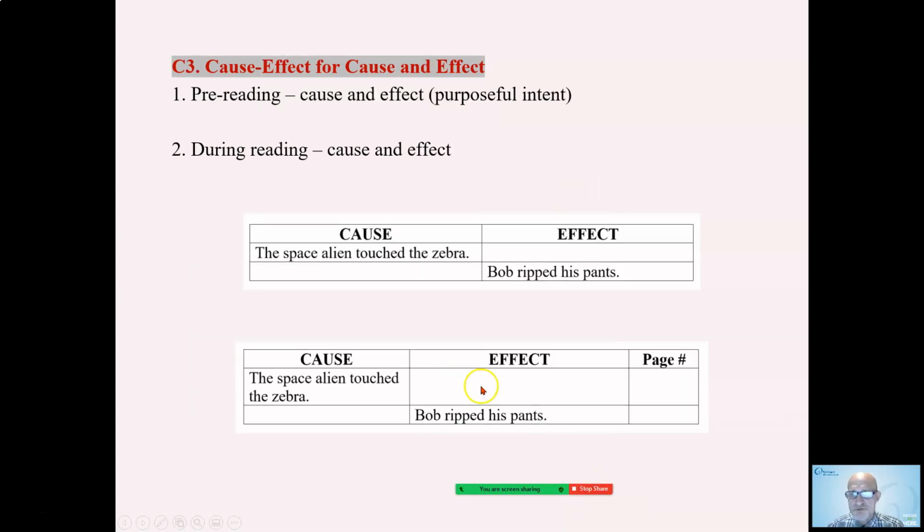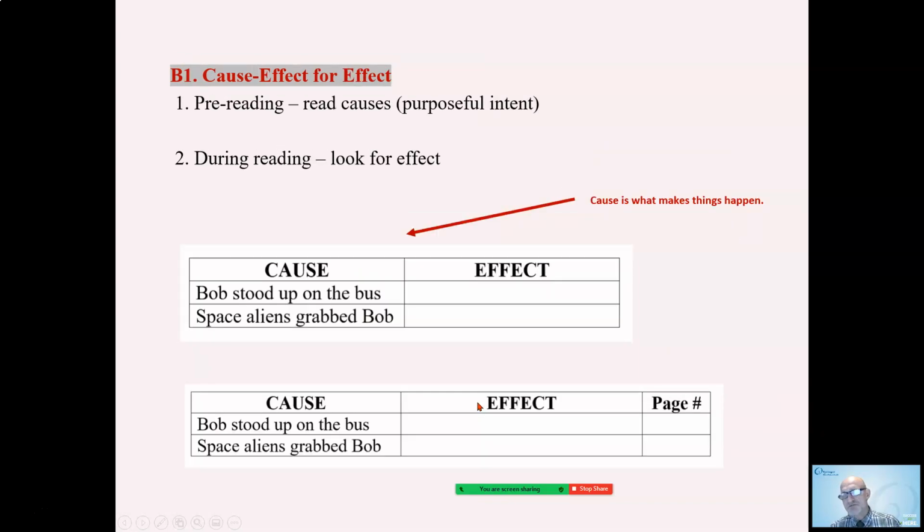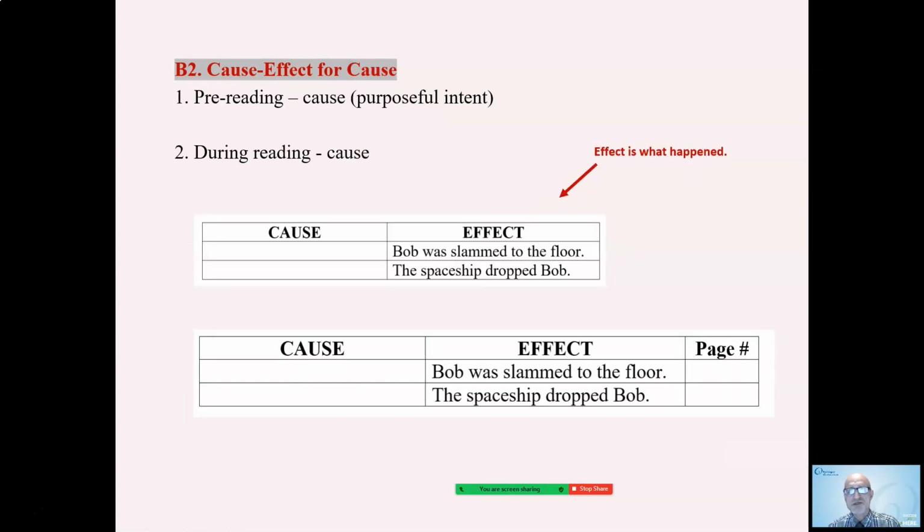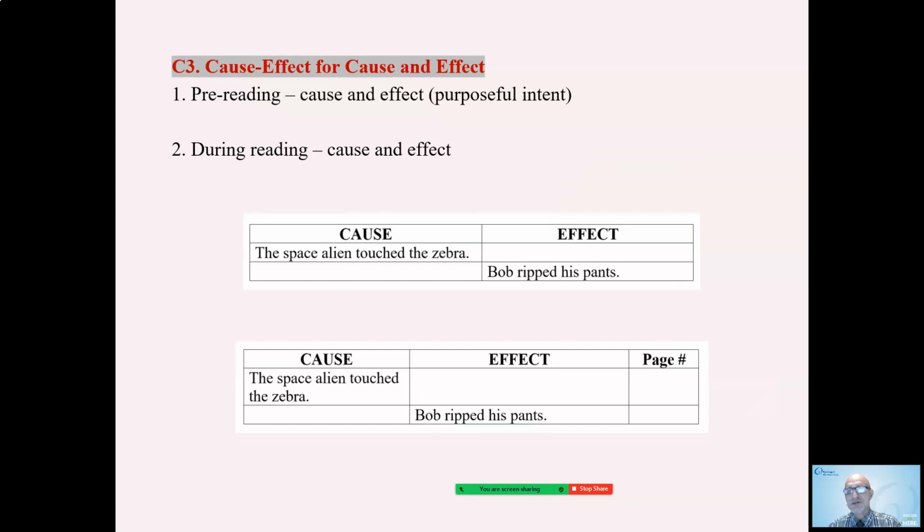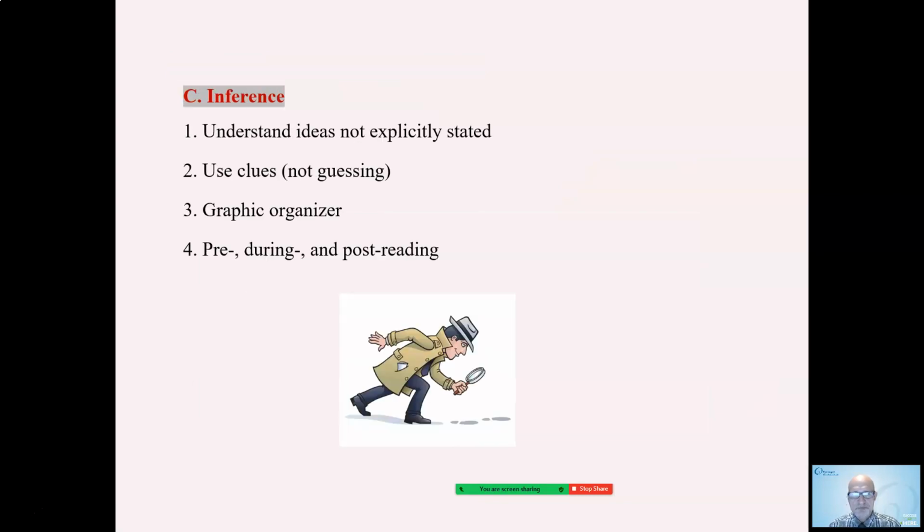This should be B3. Kindly old Dr. Johnson made a mistake yet again. Cause effect for cause effect. Same thing, except you do both of them. The cause, they look for effects. Effects, they look for cause. But I would do these separately, especially with younger ones. First do just the effect, then just the cause, and then cause and effect for cause and effect.